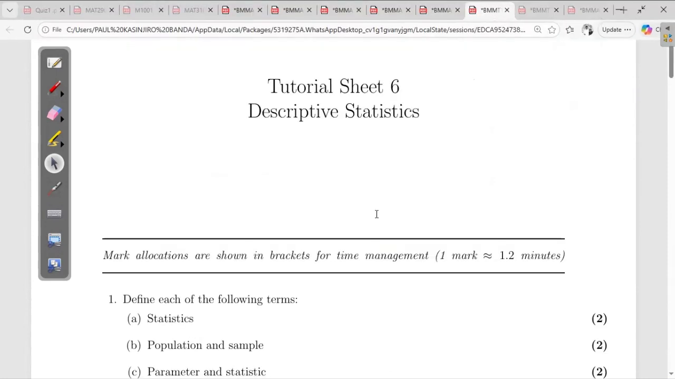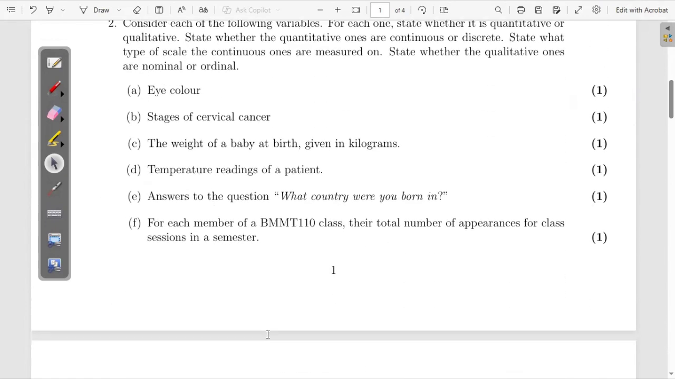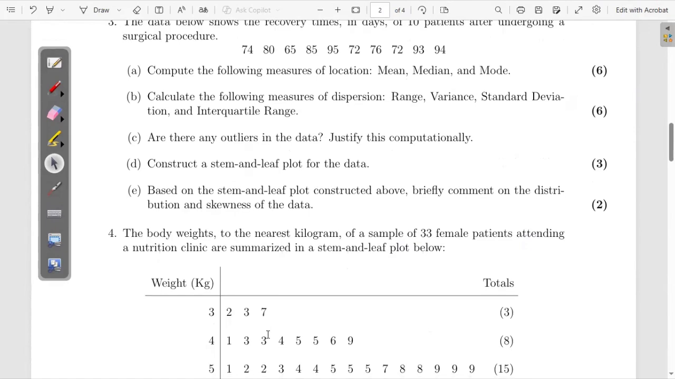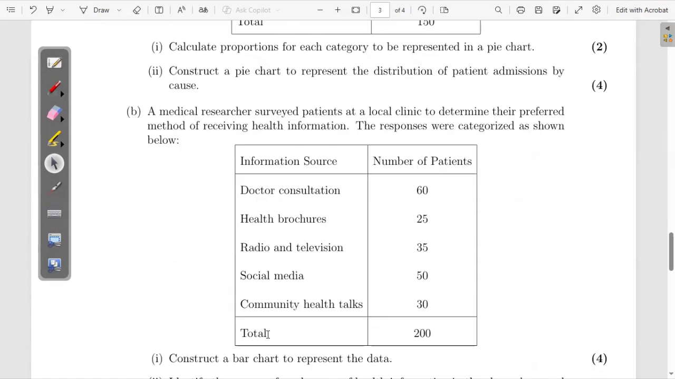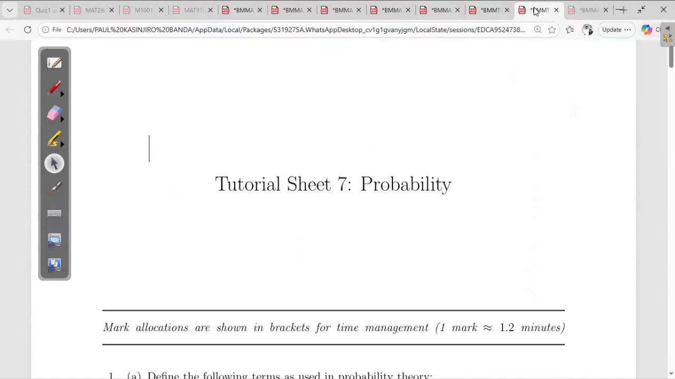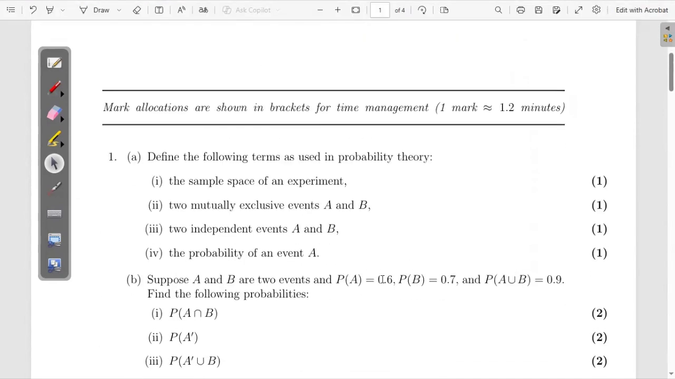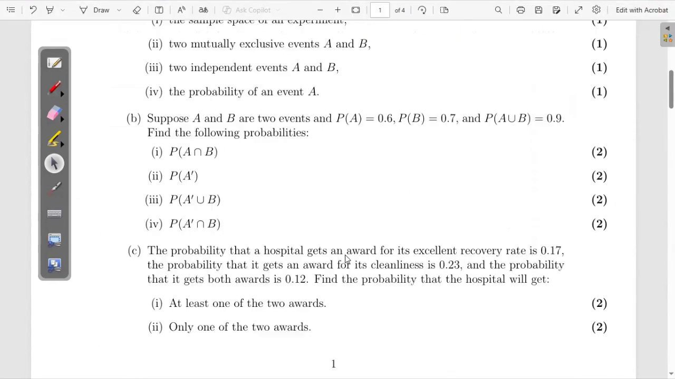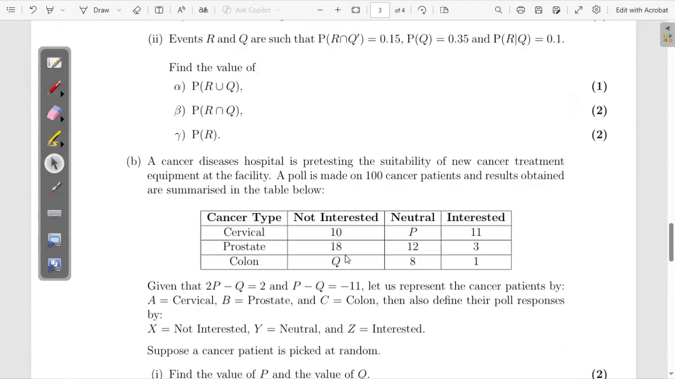Tutorial sheet 6 is on descriptive statistics. Again, we've done justice to this tutorial sheet. We've explained all the concepts clearly and you can access them on the website. All these questions have been solved. Tutorial sheet 7, which will be the last tutorial sheet on probability for semester 1, has also been solved. So all these questions that you can see here have been solved and they are available on the website.